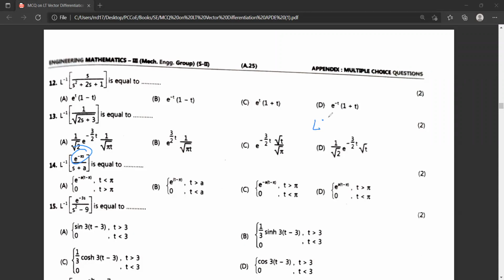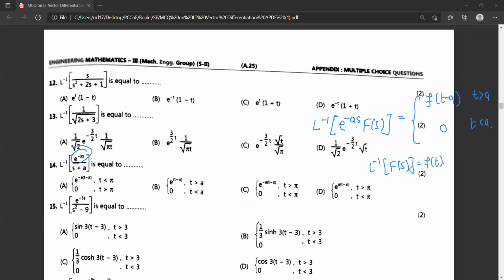What is it? I'll just write down the property. L inverse of e raised to minus as into capital F of s is equal to what? Can anyone tell me? It is f of (t minus a) for t greater than a, and 0 for t less than a. Now, what is this f of t? It is L inverse of F of s, which is equal to f of t.